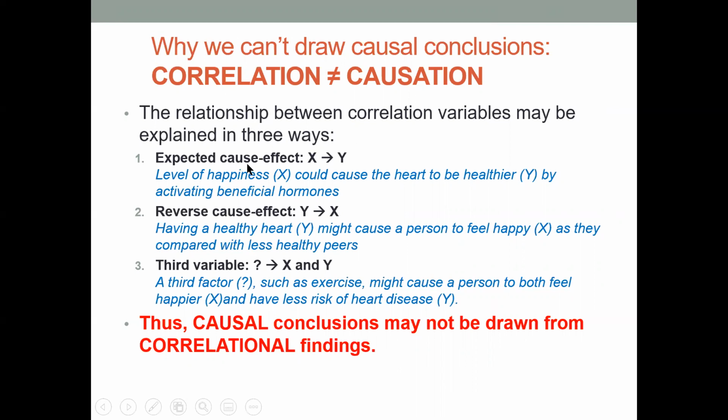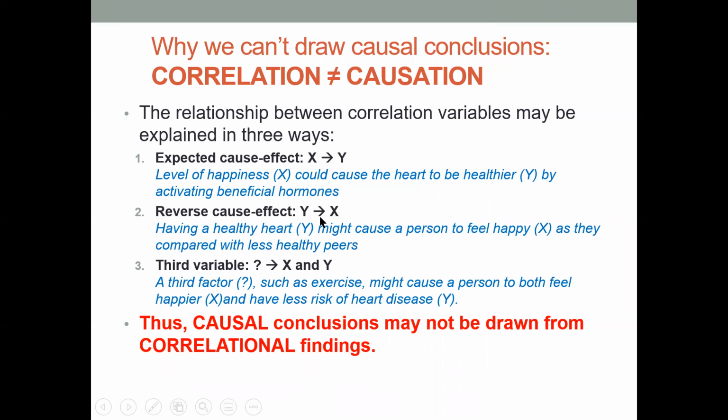It could be what we expect. It could be that X, the factor on the X-axis, causes the factor on the Y-axis to increase. So, to apply it to that example, the level of happiness, the factor on the X-axis, could cause the heart to be healthier, the factor on the Y-axis. And if you want to ask further how it could do that, maybe it could activate beneficial hormones. In this case, we would have the happiness working through a mediator, the hormones, to cause your heart to be healthier. So maybe if you get happier, your heart will get healthier.